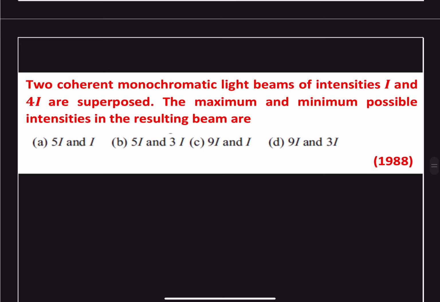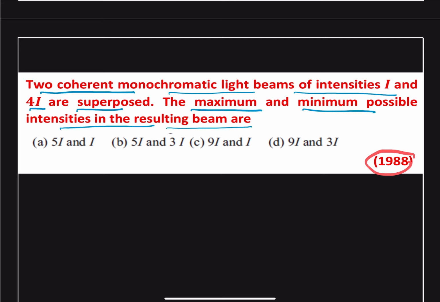We come to the next question. It was asked in the year 1988, and the question is: two coherent monochromatic light beams of intensity I and 4I are superimposed. The maxima and minima possible intensities of the resulting beam are. So this is based directly on the formula itself. We know that the resultant is given by I1 plus I2 plus twice root I1 I2 cos of phi, where phi is the phase difference between the waves.